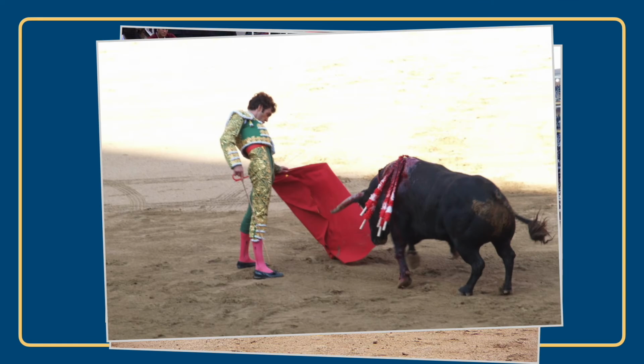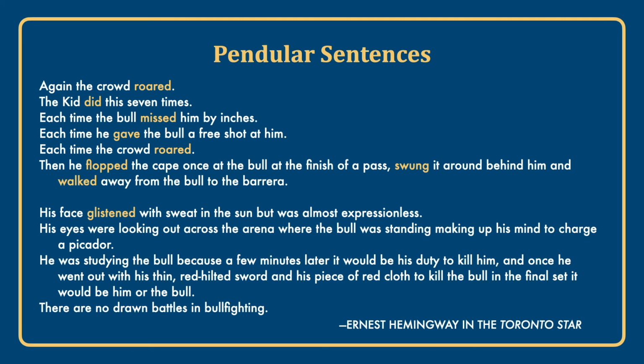Did you notice the action verbs are bunched together, with verbs like roared, missed, gave, roared, flopped, swung, whopped, glisten, in short sentences? And did you notice that the longer, more passive sentences are bunched together also with more contemplative activities, less action, less physicality? So the characters were looking, was studying, there are.